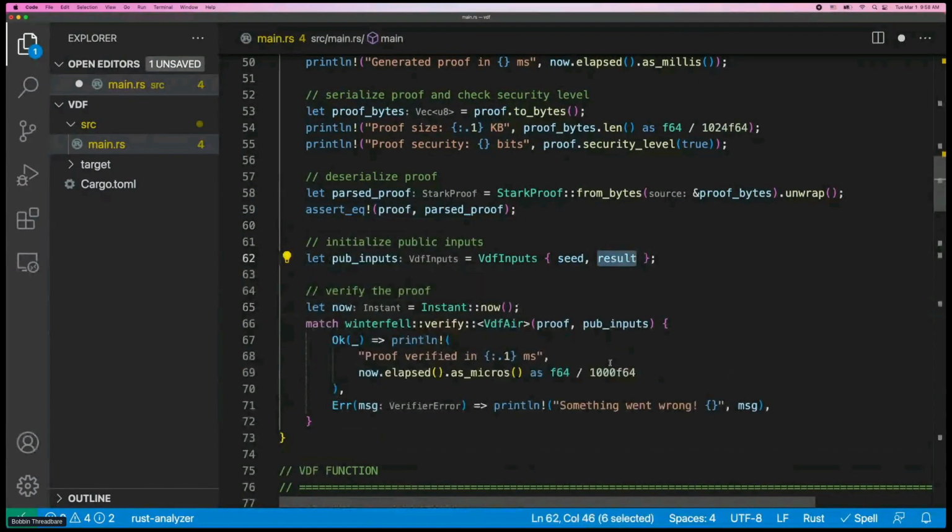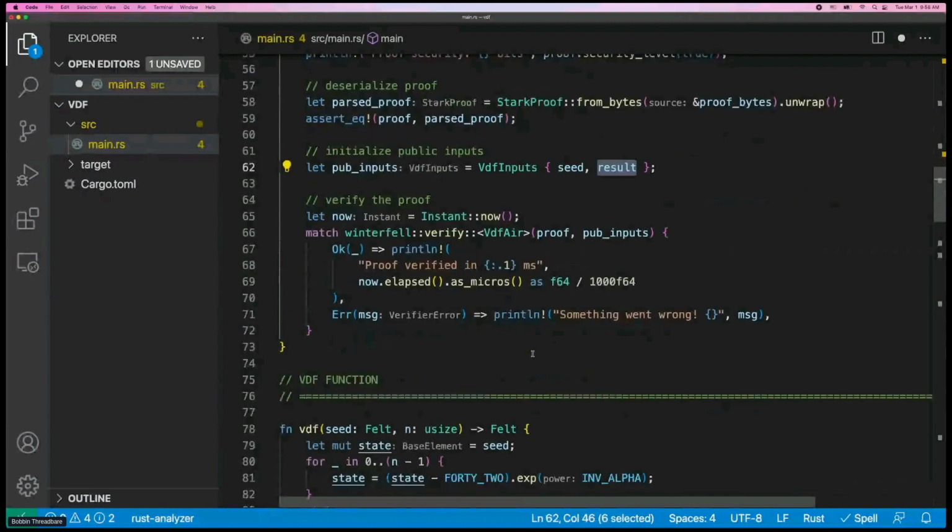So given the seed and result, we can say whether this proof is valid. For these public inputs, the verifier should only accept the proofs that are valid, meaning we ran the computation specified by this VDF AIR. We started with seed and we ended up with result. And this is the proof attesting to that. So this is the whole thing. And let's see how it works.